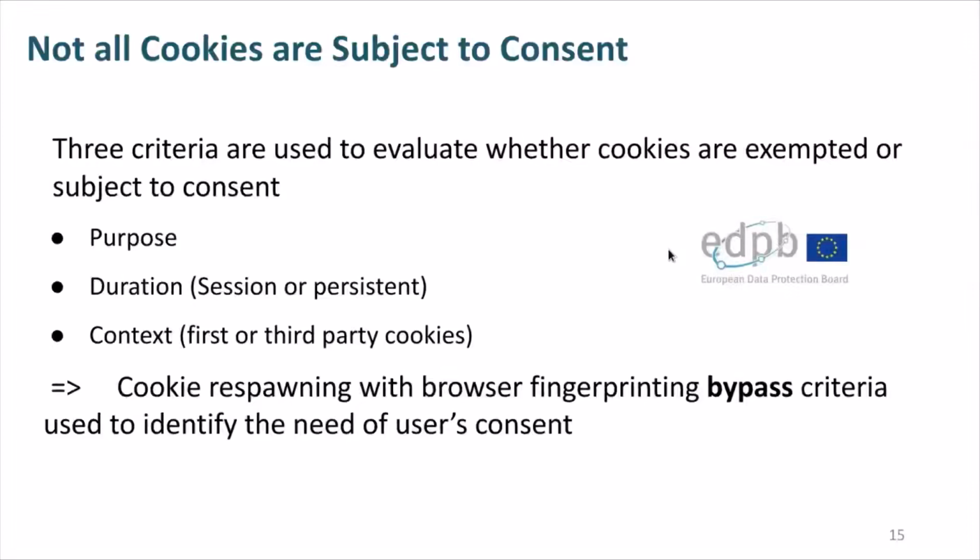As we mentioned earlier, not all cookies are subject to consent. In fact, there are three criteria used to evaluate whether a cookie is exempted or subject to consent: the purpose of the cookie, the duration, whether it's a session or persistent cookie, and finally the context, whether it's a first or third-party cookie. We found that cookie respawning with browser fingerprinting can actually bypass the criteria used to identify the need for users' consent.